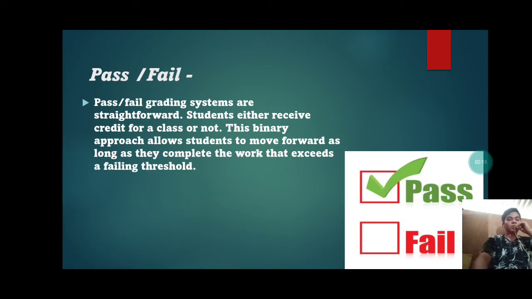Next is pass or fail. Pass or fail grading systems are straightforward. Students either receive credit for a class or not. This binary approach allows students to move forward as long as they complete the work that exceeds a failing threshold.